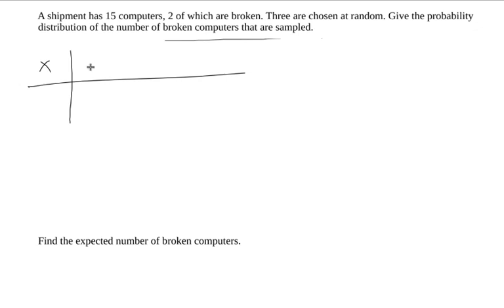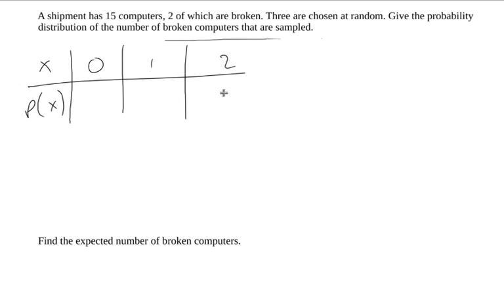The number of broken computers that are sampled, I could choose 0. There's 15 computers and only 2 of them are broken. I'm sampling 3. So the possible numbers of broken computers could be 0, 1, or 2. It couldn't be 3 broken computers since only 2 of them are broken. So I'm setting up my probability distribution. That's my different values of my random variable up here.